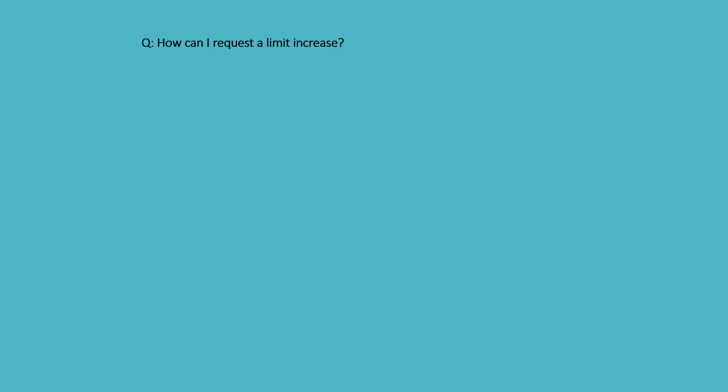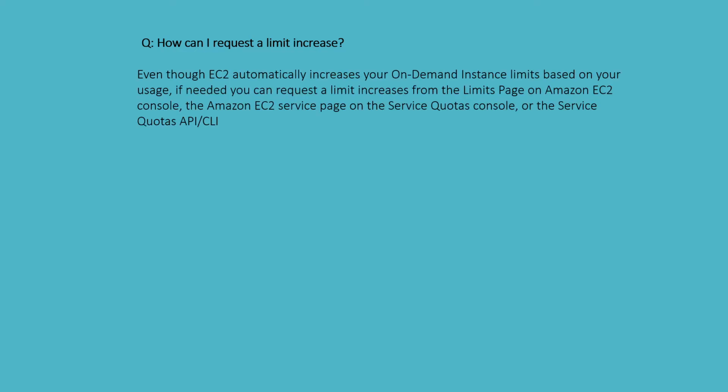How can I request a limit increase? Amazon EC2 automatically increases the On-Demand instance limit based on your usage. You can also request a limit increase from the limits page on the EC2 console, the Amazon EC2 service page on the Service Quotas console, or via the Service Quotas API or CLI.